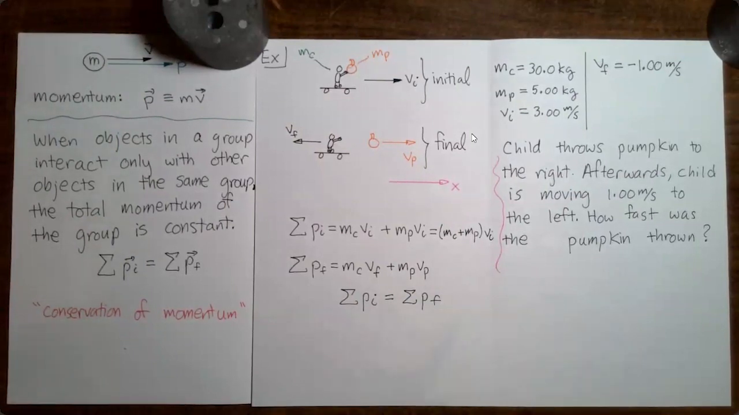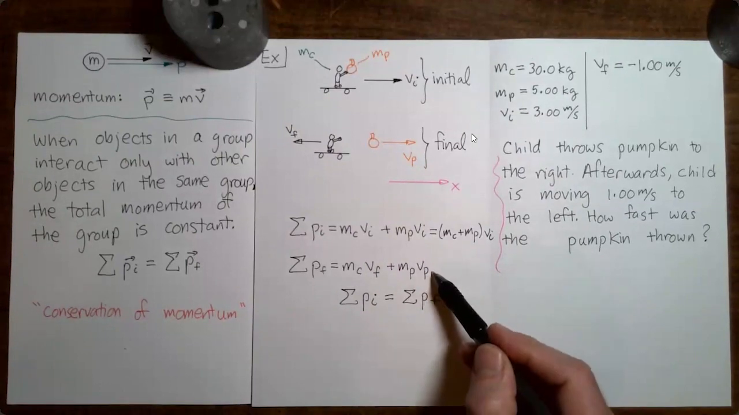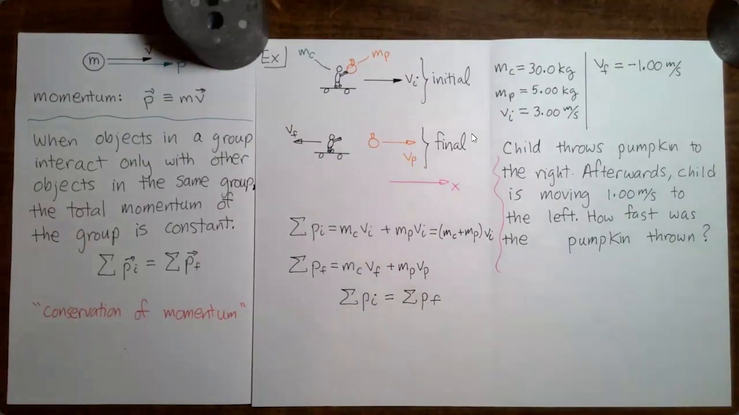Remember, as usual, that you do your algebra symbolically first, and only after you have isolated the unknown, in this case v p, then you plug in numerical values along with units. Give that a shot and then rejoin the video.